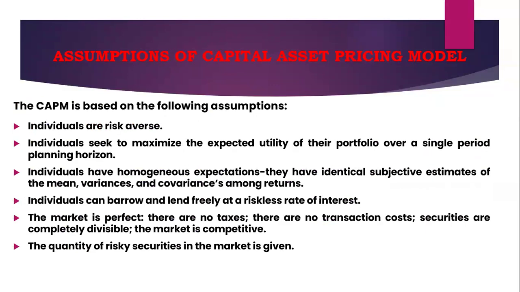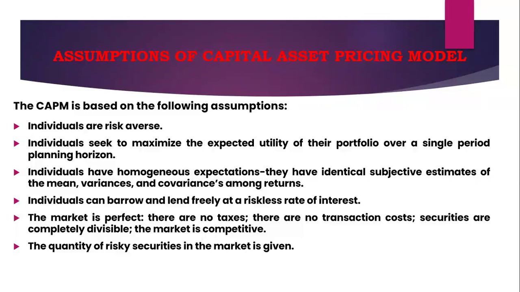Then what are the assumptions while identifying the expected rate of return in the capital asset pricing model? The first one is individuals are risk averse. All the investors who are investing as per the CAPM model are not going to take more risk. They want more return, but they want to take less risk. They are risk averse. Another point I would like to mention here is that individuals seek to maximize the expected utility of their portfolio over a single period planning horizon.